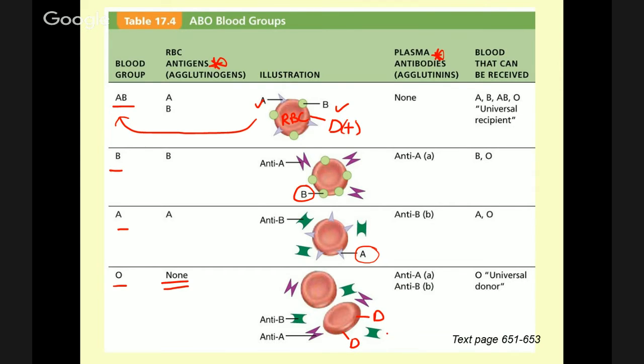So that's our agglutinogens. And remember, agglutinogens is just a fancy way of saying antigens, okay? Agglutinogens refers to antigens that are on the surface of red blood cells that are specifically associated with blood typing. Okay, so we got the gist of that.